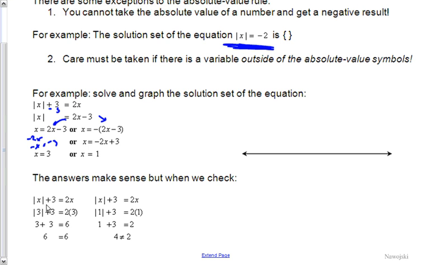Try 3. 3 plus 3 is 6 there, and 6 there. Try 1: 1 plus 3 is 4, and over here this is 2. These are not equal, so it didn't work. That's why I have to check. There is only one solution, it's just 3. It can lead to that false answer, so we have to check and make sure.